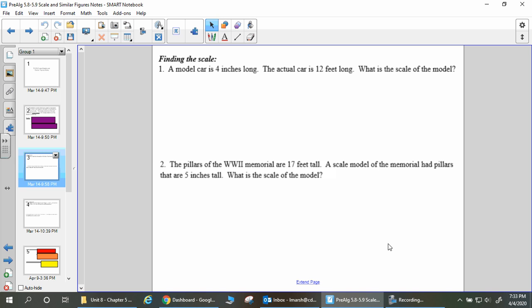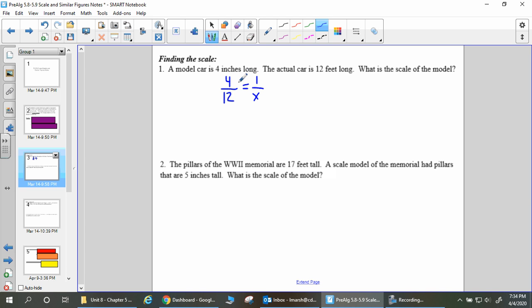So our first two examples here, notice our instructions up top, finding the scale. Question 1 says a model car is 4 inches long. The actual car is 12 feet long. What is the scale of the model? There's a couple ways we can do this, but we can use the proportions that we did yesterday. So what you want to think is, okay, the model is 4 inches. The actual car is 12 feet. We want the model to be 1. So how much is that in real life or in feet?